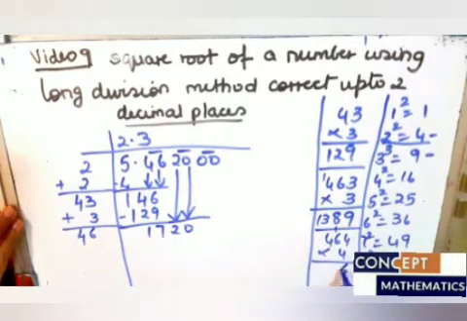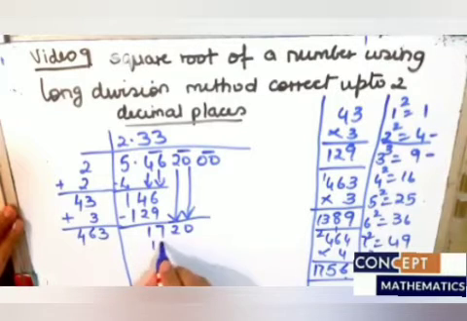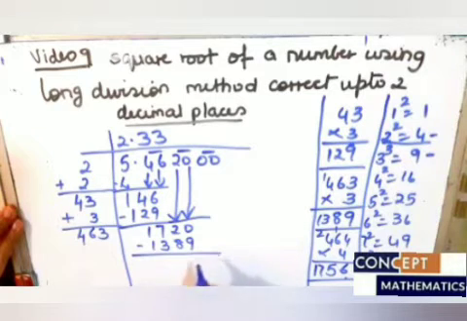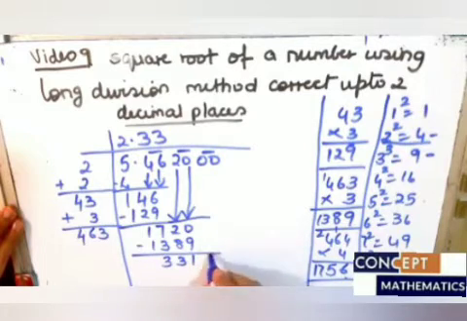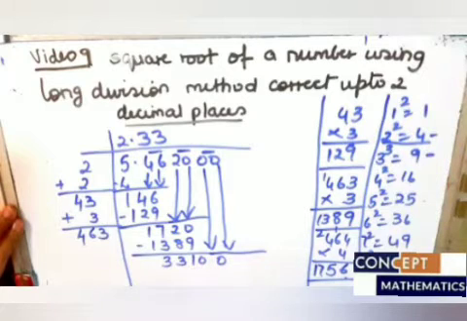4 4s are 16, 4 6s are 24 and 1 is 25, 4 4s are 16 and 1 is 17. So this becomes bigger than 1720. Therefore we go by 3. So 463 into 3 will give you 1389. You subtract this number and you will get 331. Then you bring down the 2 zeros, and you add 3 here. So 3 plus 3 is 6, then again this is 6 and this is 4.